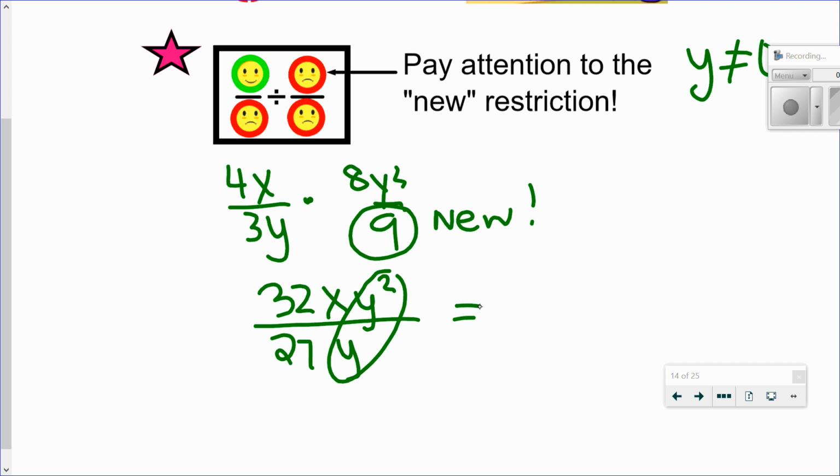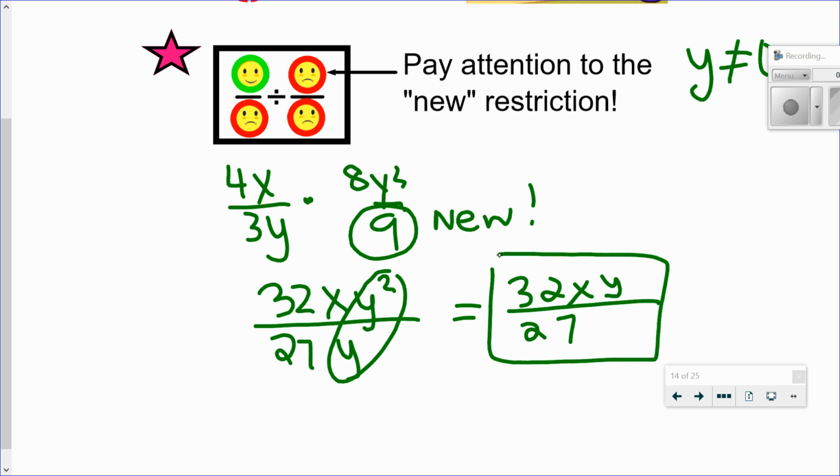So 32x stays where it is, 27 stays where it is. Let's look at the y's. Y squared divided by y. I have more y's in the numerator, and I have 1 more y. So 2 take away 1 is 1. So it's just y in the numerator. So this is my final answer with the restriction that y can't be 0.